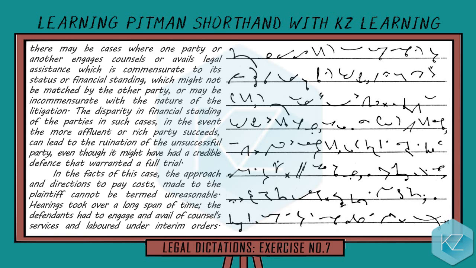The disparity in financial standing of the parties in such cases, in the event the more affluent or rich party succeeds, can lead to the ruination of the unsuccessful party, even though it might have had a credible defense that warranted a full trial. In the facts of this case, the approach and directions to pay cost made to the plaintiff cannot be termed unreasonable.